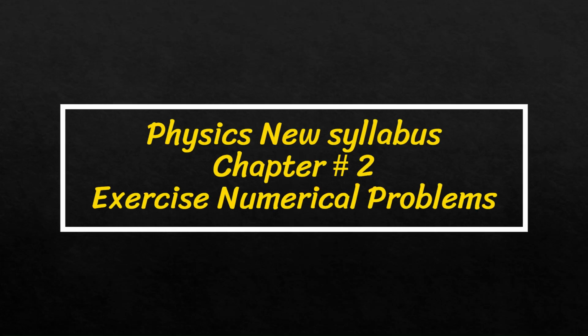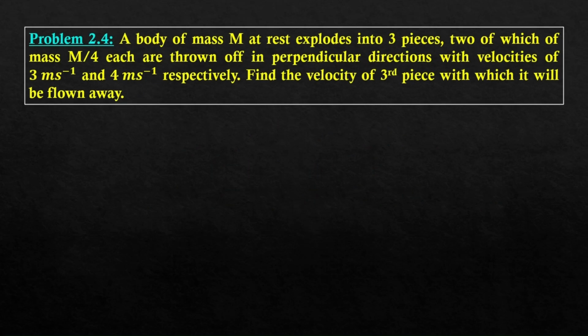Bismillahirrahmanirrahim. In our today's lecture, we will discuss the numericals of chapter number 2. Numerical number 2.4. A body of mass m at rest explodes into three pieces, two of which, of mass m by 4 each, are thrown off in perpendicular directions.